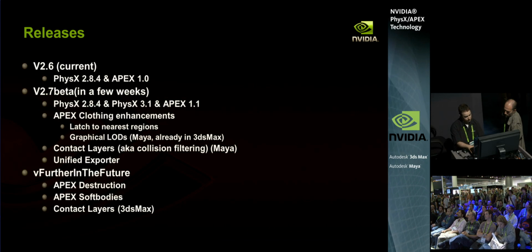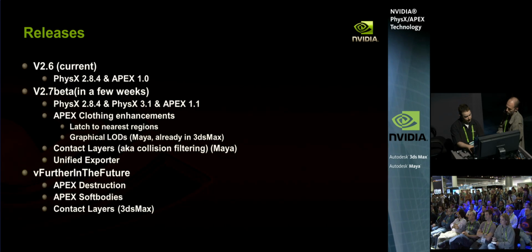Okay, for our releases, we're currently at 2.6 or MassFX 2012. These are the versions of PhysX and Apex there, 1.0 and 2.8.4. Our next release for the NVIDIA version will be coming out in just a few weeks, and that's going to introduce PhysX 3.1 and Apex 1.1. I already mentioned these clothing enhancements.